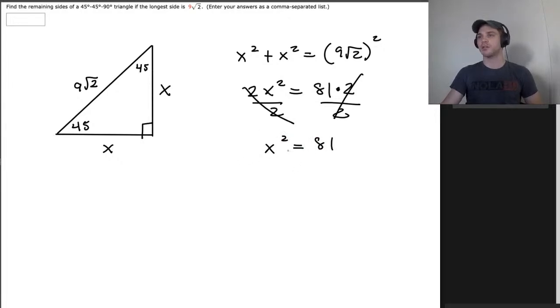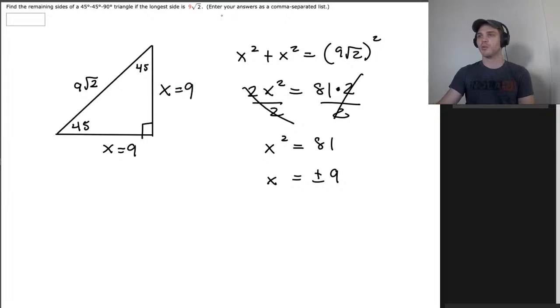Okay, so now you've got x squared equals 81. You're going to take the square root of both sides. This should be super easy because you just squared 9 to get 81. So you know that the square root of 81 is 9. So you get plus or minus 9. And again, we're going to throw out that negative answer since a length can't be negative.